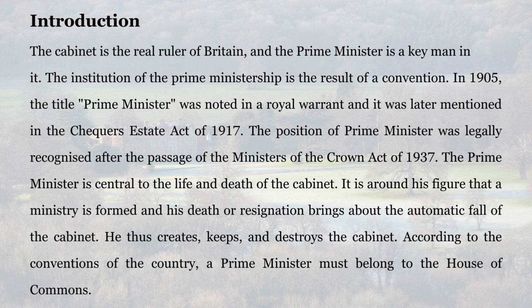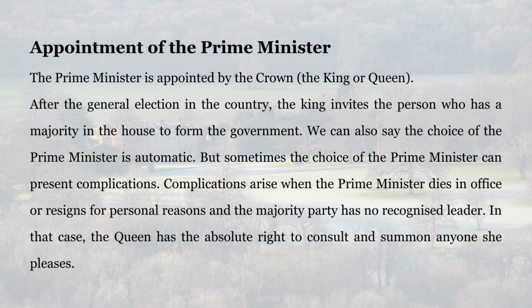It is around his figure that a ministry is formed and his death or resignation brings about the automatic fall of the Cabinet. He thus creates, keeps, and destroys the Cabinet. According to the conventions of the country, a Prime Minister must belong to the House of Commons. Appointment of the Prime Minister. The Prime Minister is appointed by the Crown, the King or Queen. After the general election in the country, the King invites the person who has a majority in the House to form the government.